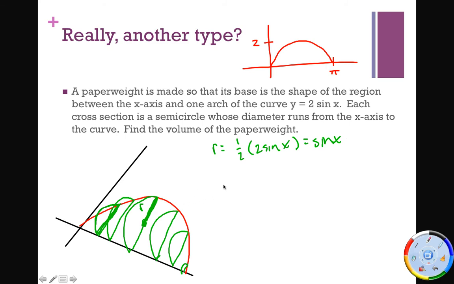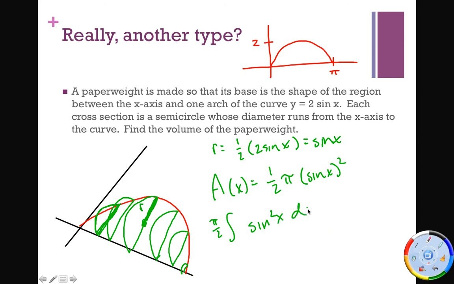So therefore, the area of each of these circles, or semicircles, since they're semicircles, that just means they're half of pi times r squared. And that means we now have a function. We now have a function of area, so we can find the integral. Half times pi is just a number, so we're going to take pi halves out to the front. And we're going to say sine squared x dx. We need to figure out our limits of integration. And in this case, x goes from 0 to pi.